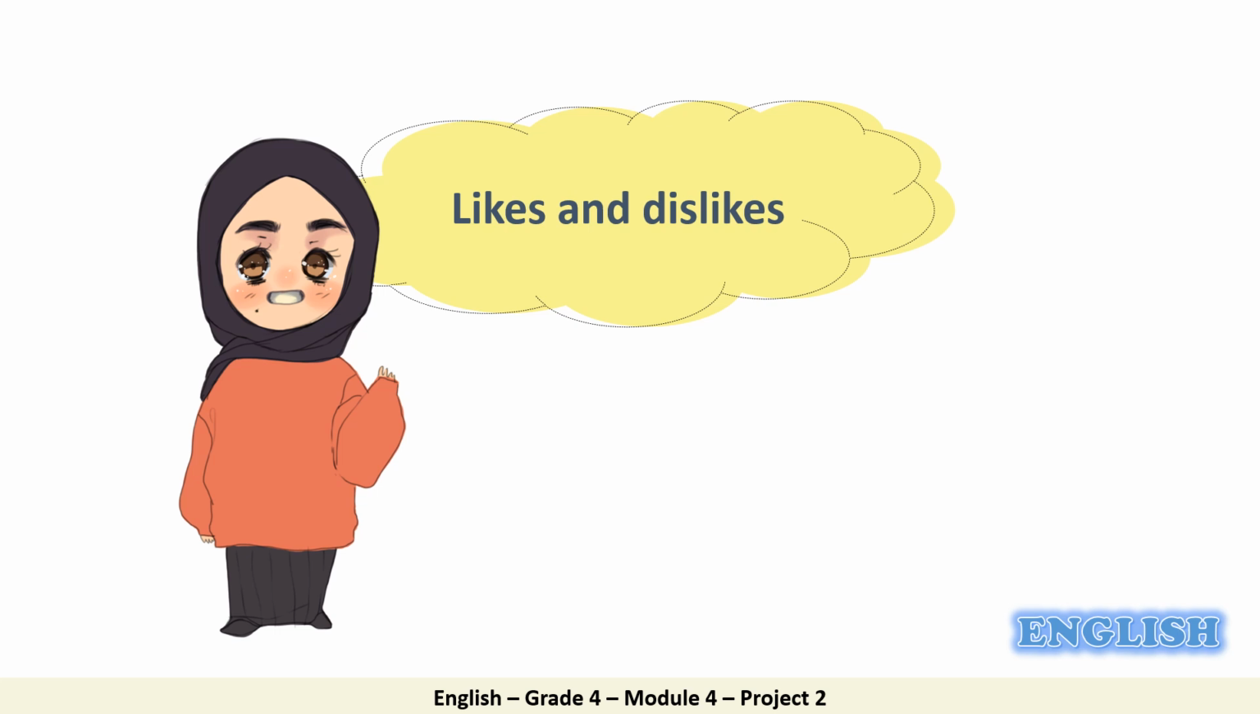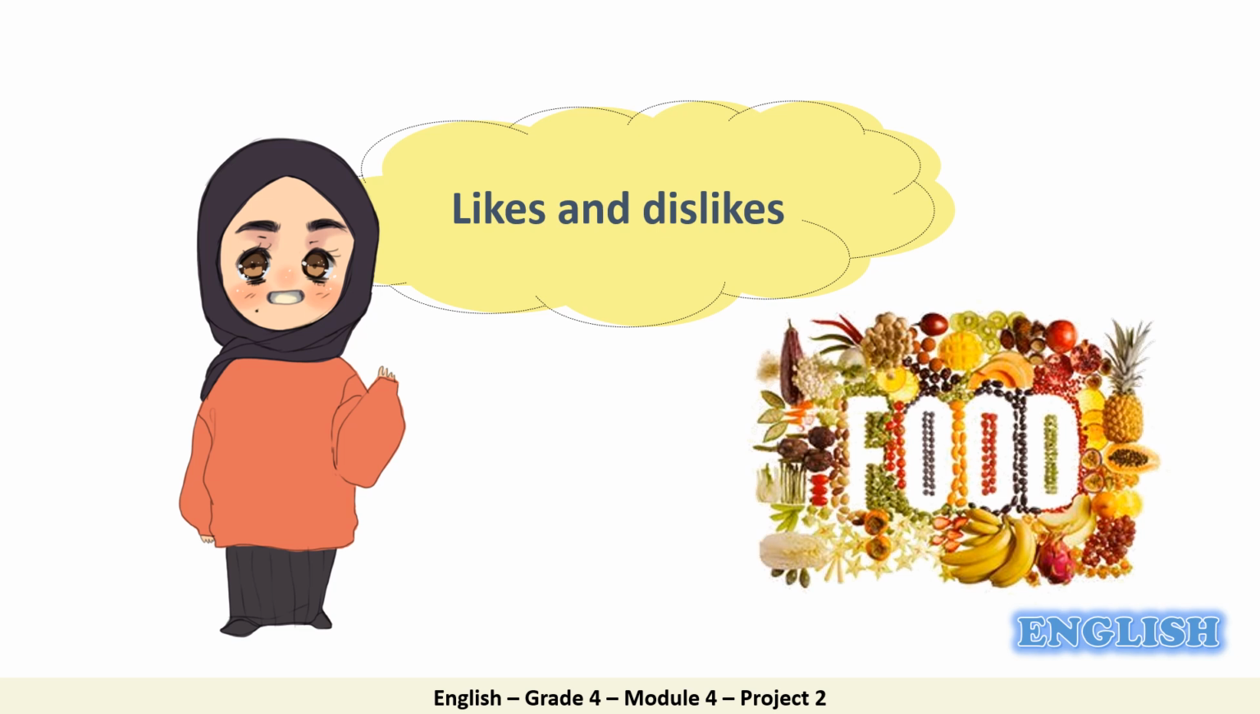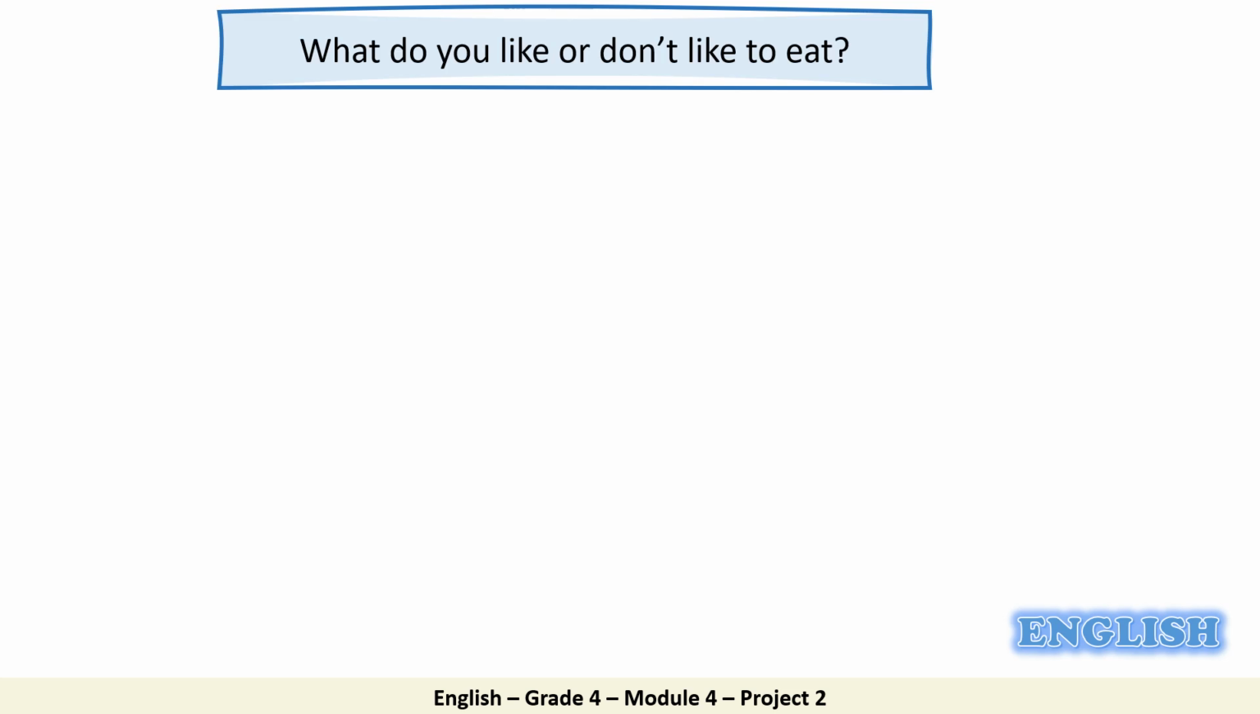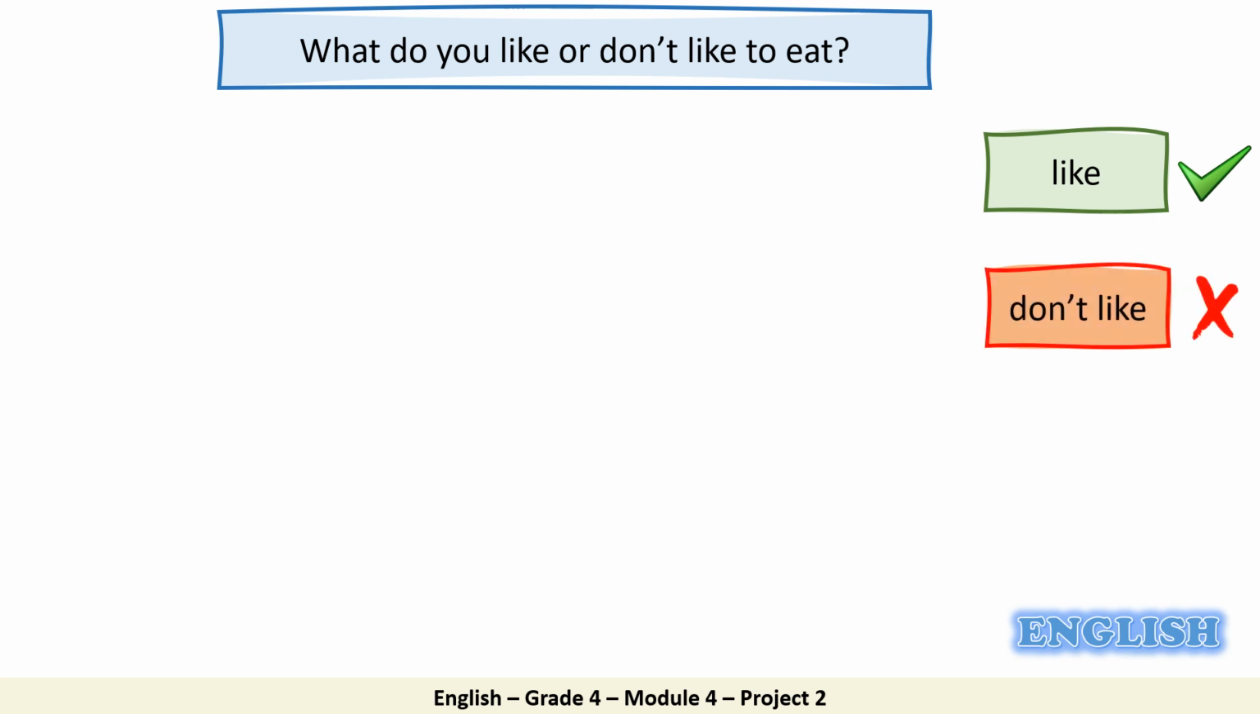Let's move on and talk about what you like or dislike when it comes to food. Read the question with me, grade 4. What do you like or don't like to eat? I am going to show you pictures and you are going to answer accordingly. But you need to know one thing first. If there is a tick next to the picture, this means you like this food. And if there is an X next to the picture, it means you don't like it.